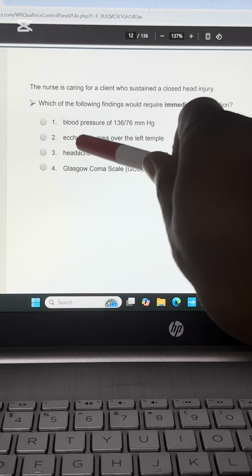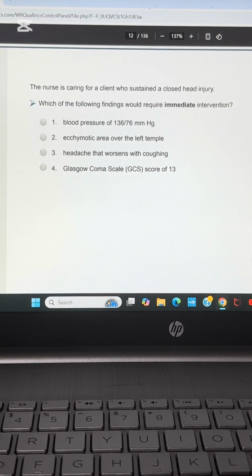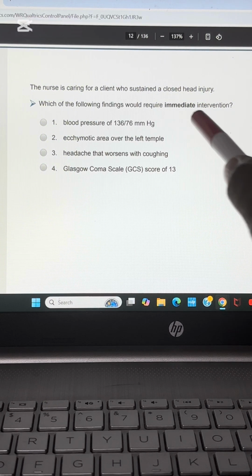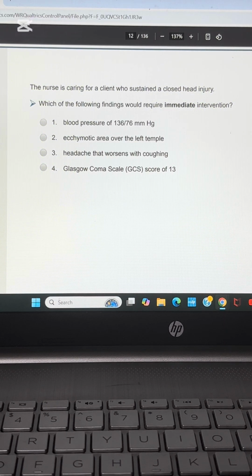Now, the next one. I'm going to keep that because that is outside the neurological system. I'm expecting to see a neurological symptom, but instead I'm seeing a cardiovascular problem. So I'm going to keep that. It could be something that will later require immediate intervention.